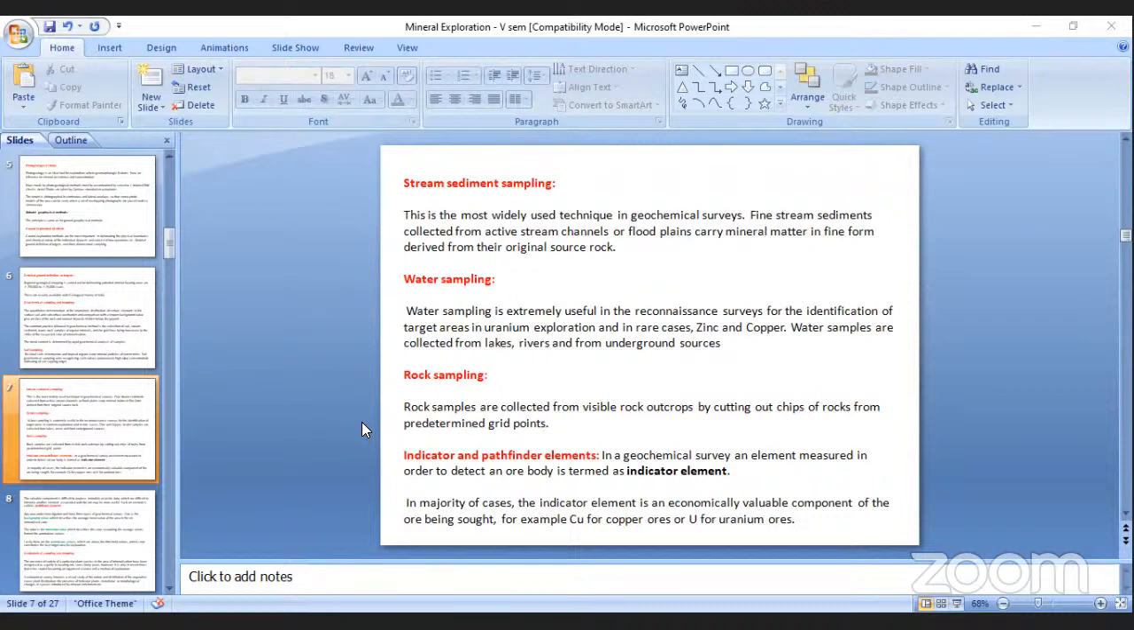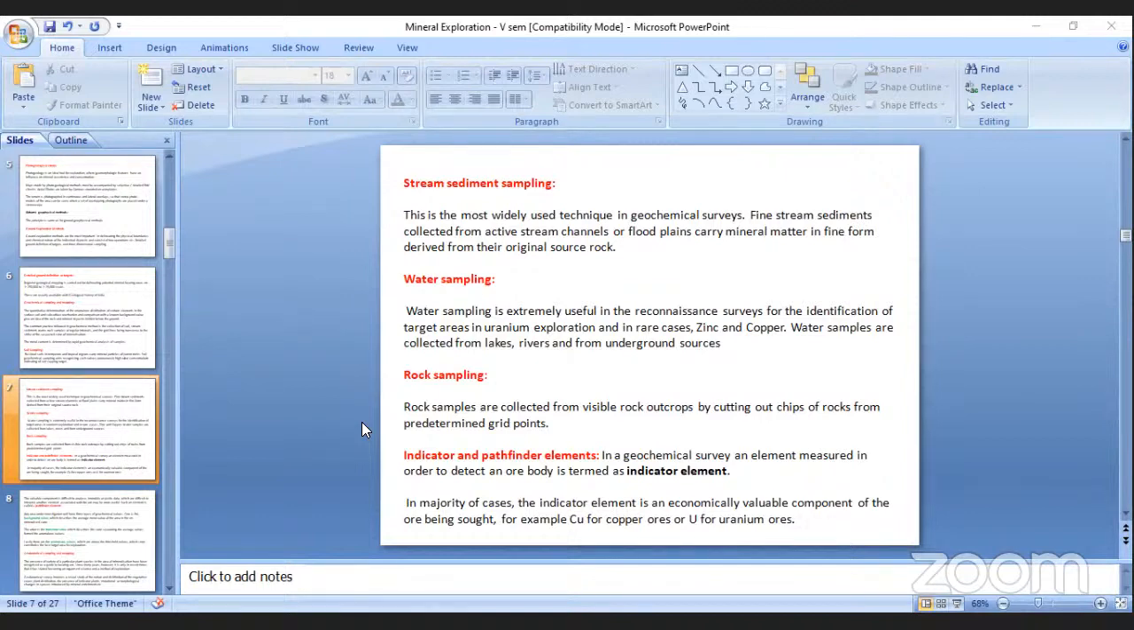Here the sediment material is stored, so in stream sediment sampling we collect the sample from the primary order streams. These stream orders are divided into three types. The first is the primary order stream, the second is the secondary order stream, and the third is the third order stream. Mostly we always collect the sample from the primary order stream.